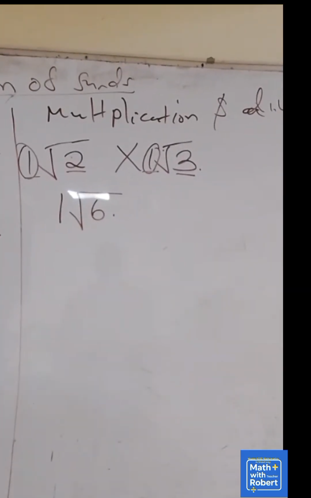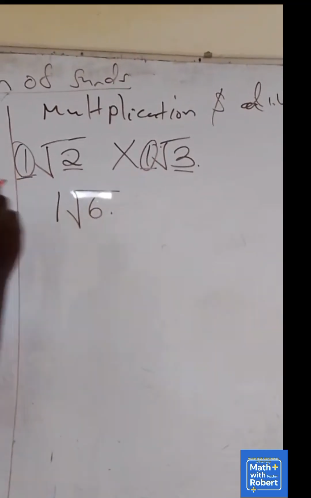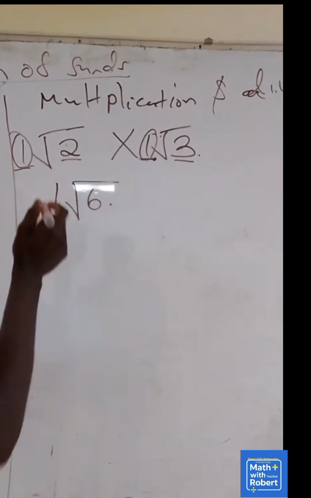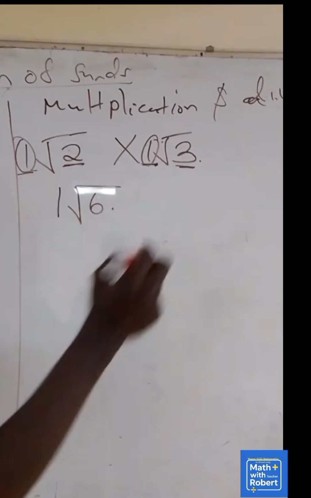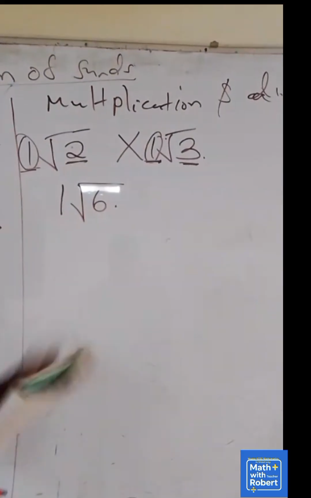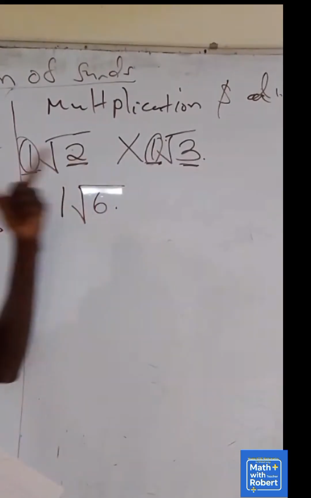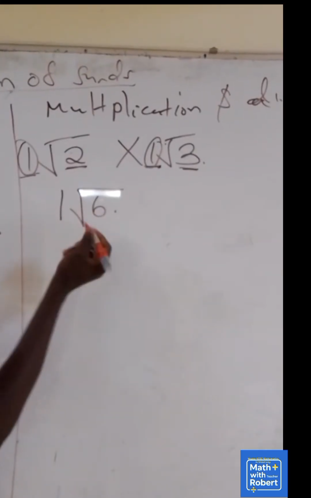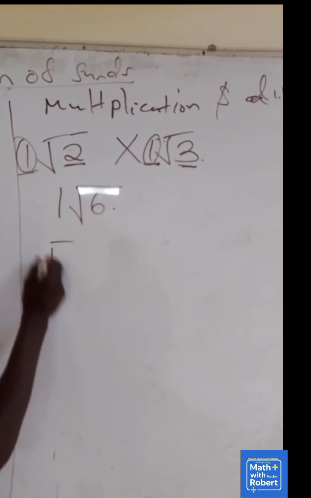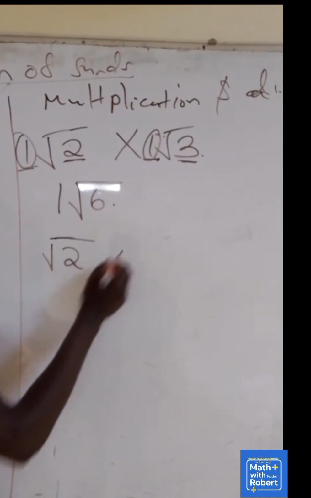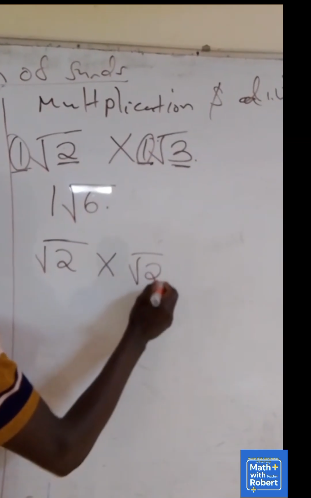So we multiply differently. The numbers outside the surds alone, then the numbers inside the surds alone. This one doesn't matter if the numbers are the same or not, but they will work out. So let's say again example 2. You have surd 2 multiplied by surd 2.